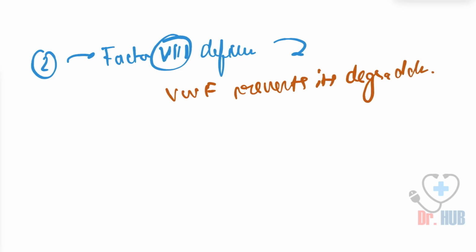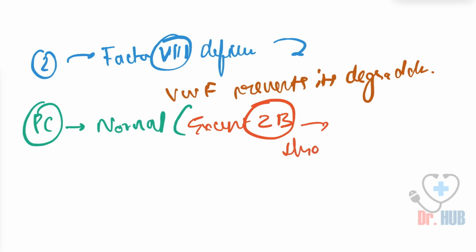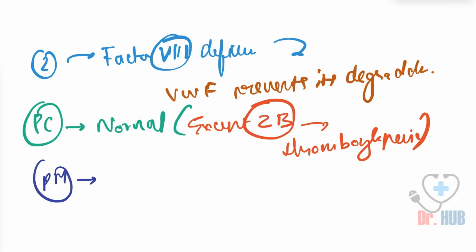Next, we'll move on to the platelet count. The platelet count is normal, but there is an exception, which is type 2B. In 2B there is thrombocytopenia. And then we have the platelet morphology. It is normal, or it can be large as well.